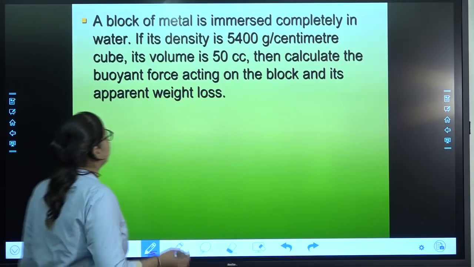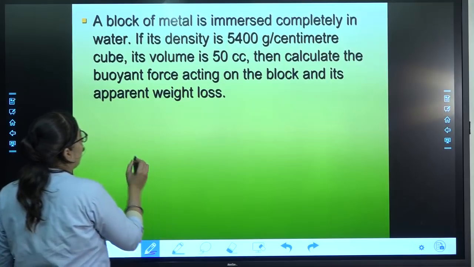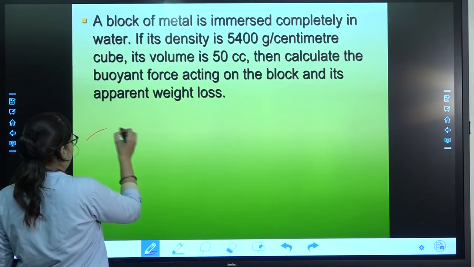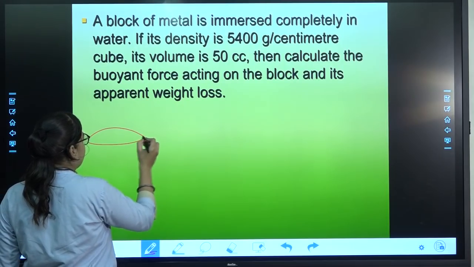So what they have given? It is given that there is one block of metal which is immersed completely in water. So you are having like this.